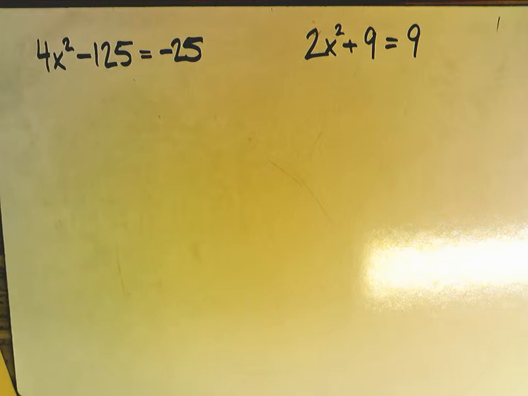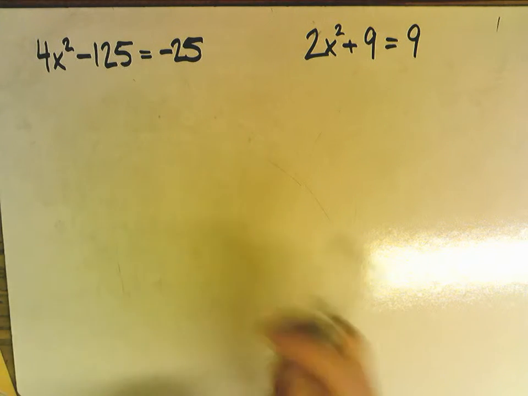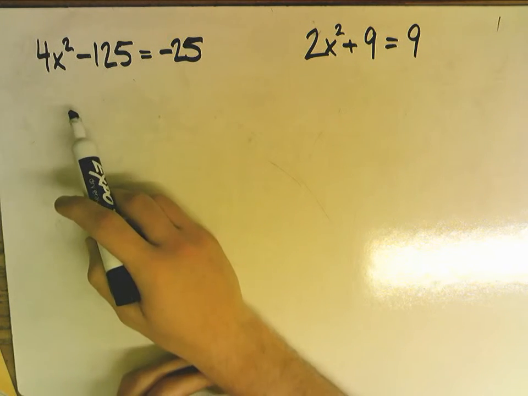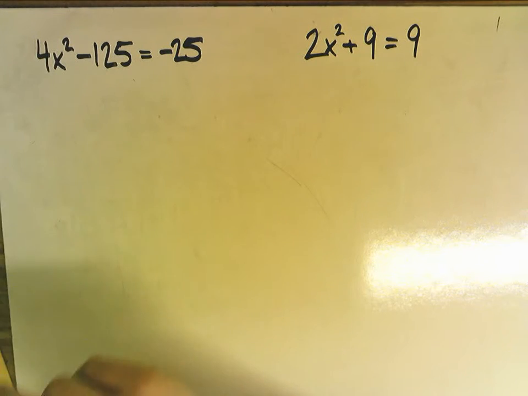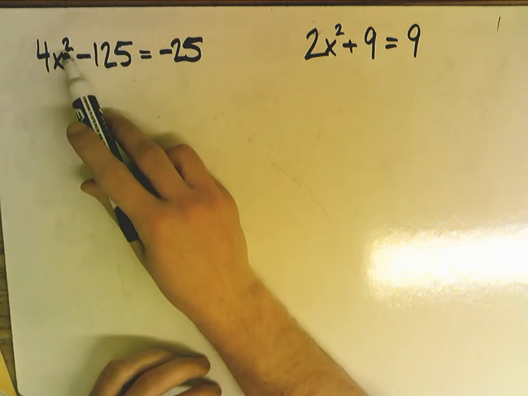Alright, in this video we're going to be using square roots to solve quadratic equations algebraically. The first step that we have to do in order to solve for x whenever there's an x squared is we have to isolate the variable that's being squared.